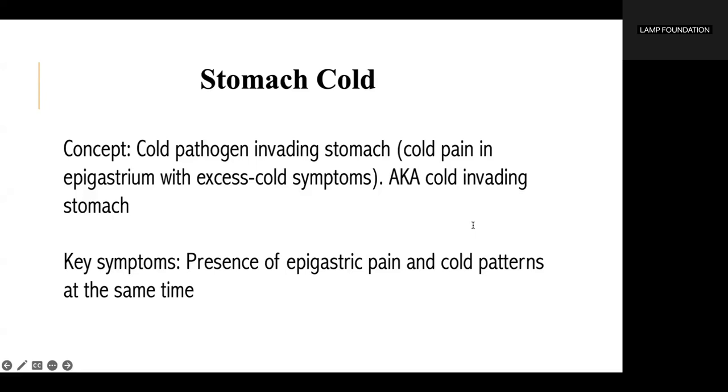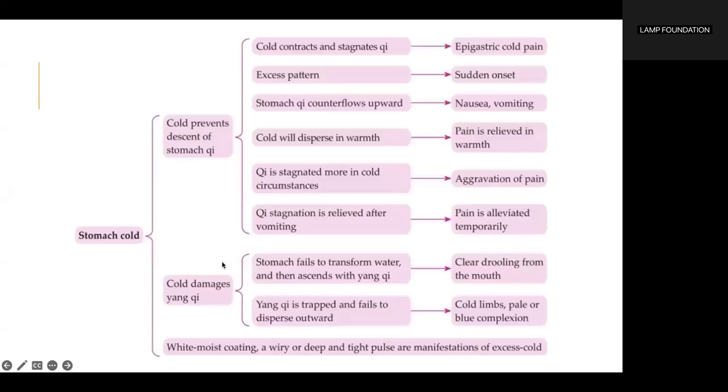Key symptoms: presence of epigastric pain and cold patterns at the same time. Clinical manifestation: sudden epigastric pain, which is aggravated by cold and alleviated by warmth, nausea, vomiting, pain which is relieved temporarily after vomiting, a bland taste in the mouth, and lack of thirst, or clear drooling, which is excess salivation, pale or blue complexion, cold limbs, a pale tongue with a white, moist and slippery coating, and a wiry or deep, slow, and tight pulse.